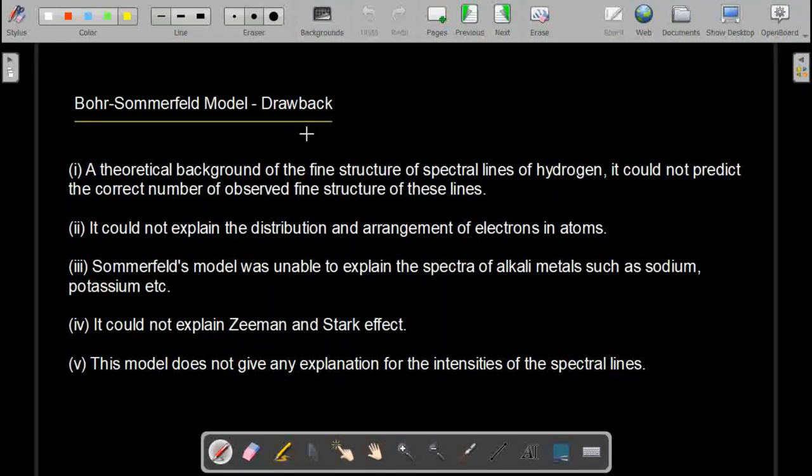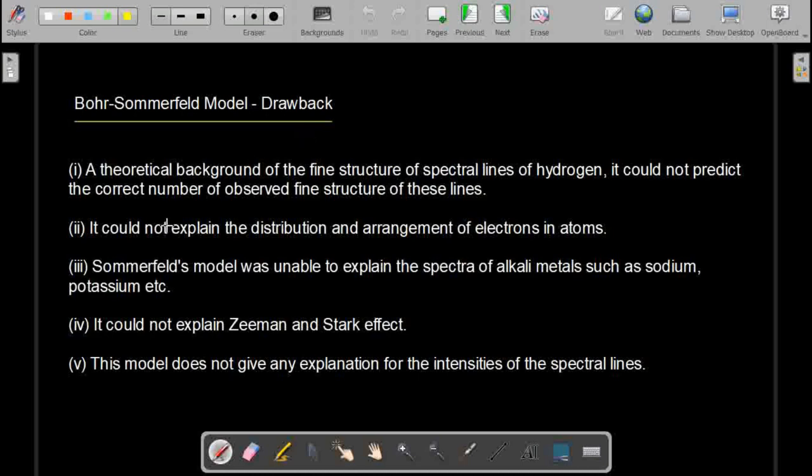A very important topic that we are going to talk about now is the drawback of the Bohr-Sommerfeld model. We all know that the Bohr-Sommerfeld model did explain a lot of properties of the atom, but there are certain drawbacks, or we can say that there are certain properties which it could not explain. Let's have a look into a few of these important examples.